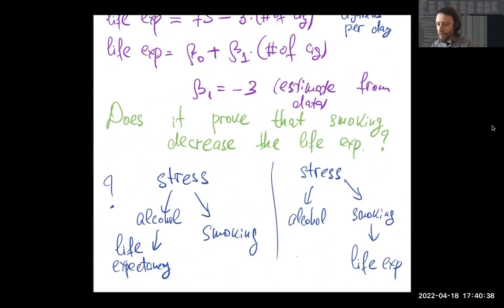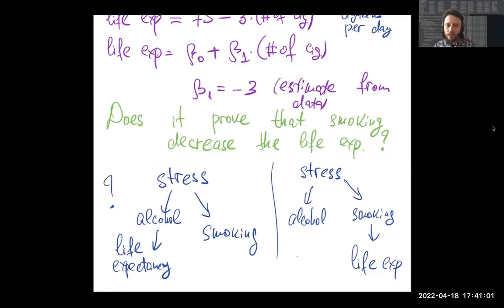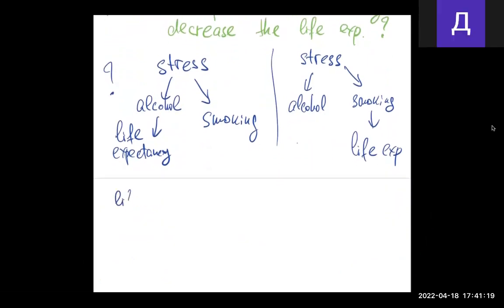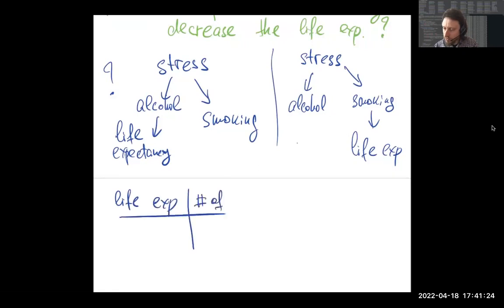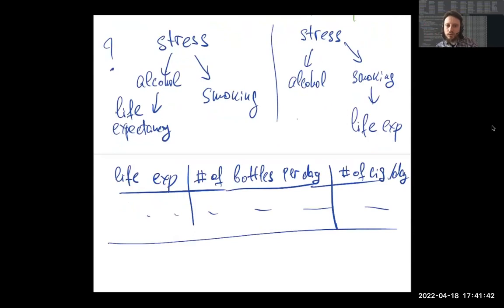And now let me ask you, probably by doing additional experiments, probably by collecting additional data, how can you choose between these two pictures? How can you answer which picture is correct? Also count data on how much alcohol a person drinks per day. Yes. Now we have three variables. We have life expectancy, we have number of bottles per day, and we have number of cigarettes per day. And we have some data in this table. Okay, and how would you use this data?